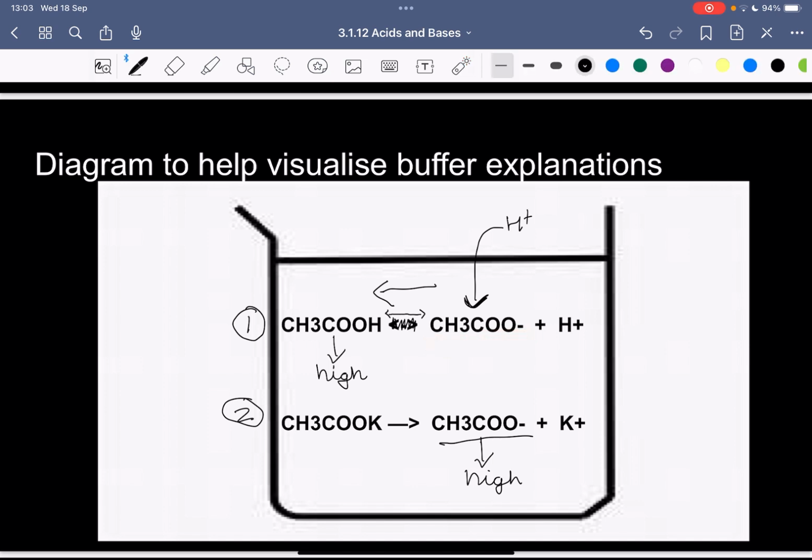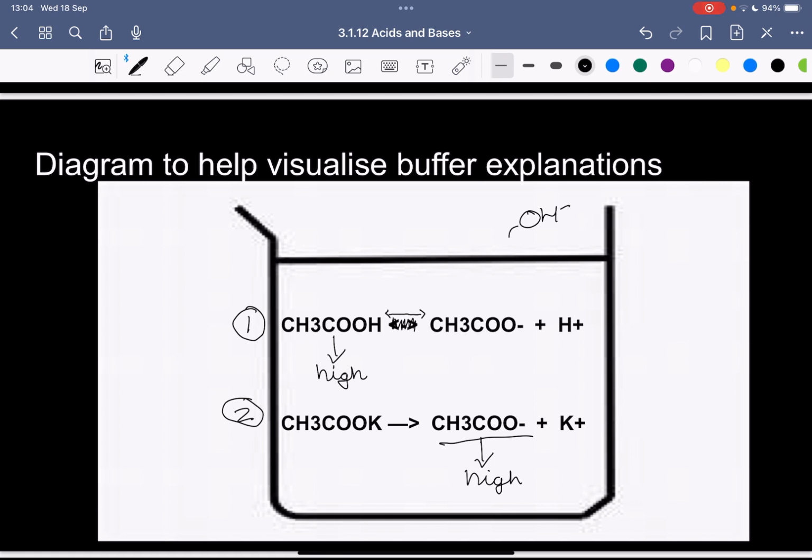Now this is only for small amounts of acid added. If you add a large amount, well, the pH will change. Okay? So it's important to remember the pH doesn't change only when it's small amounts of acid or a base added. Now what happens when you add a base to the buffer solution?